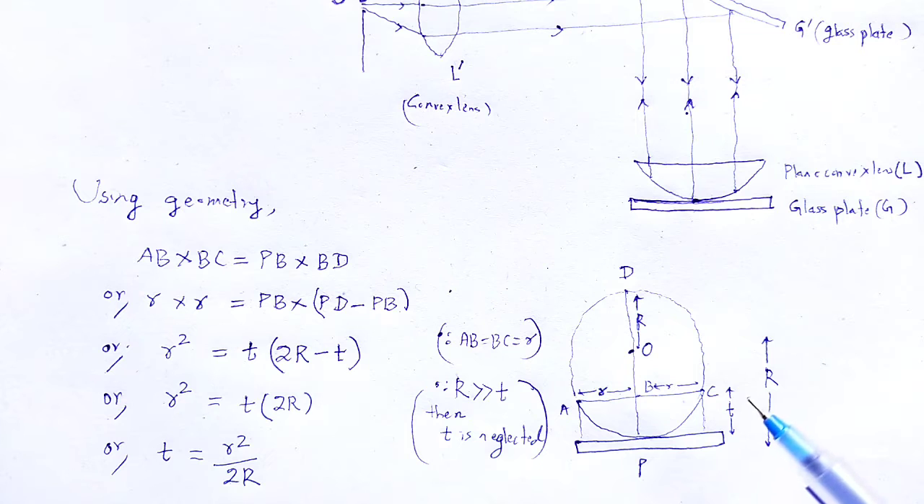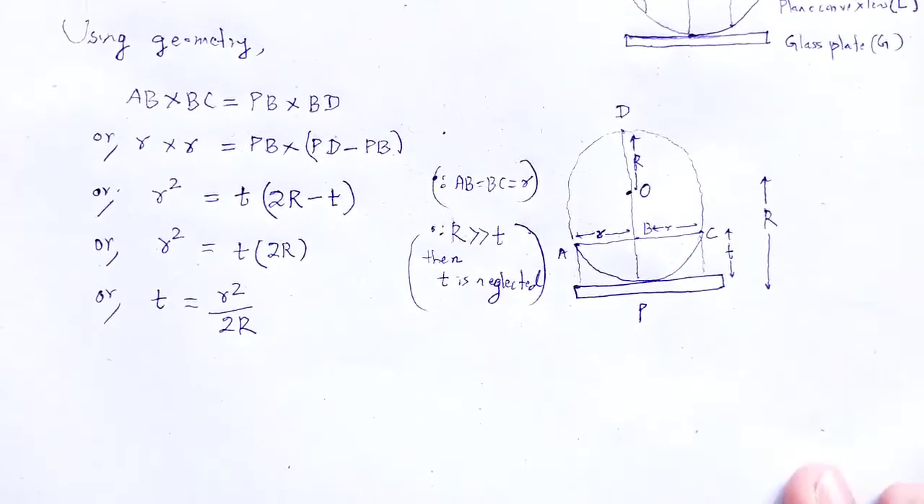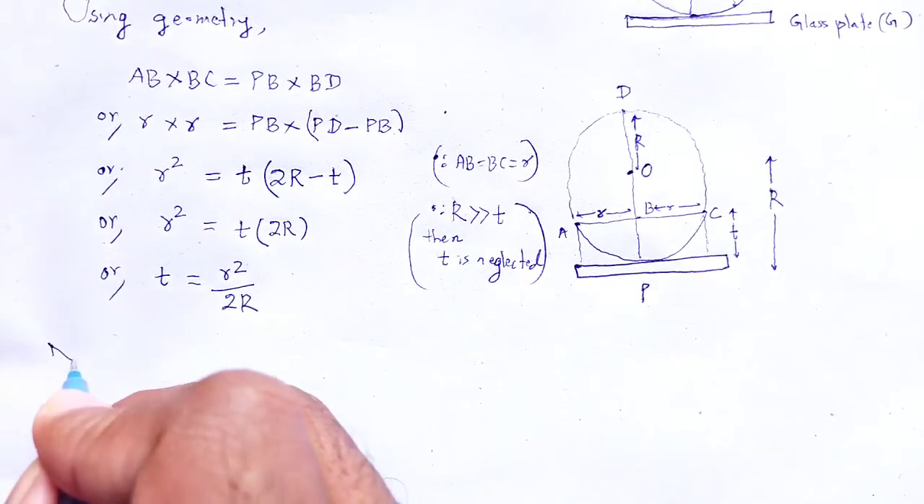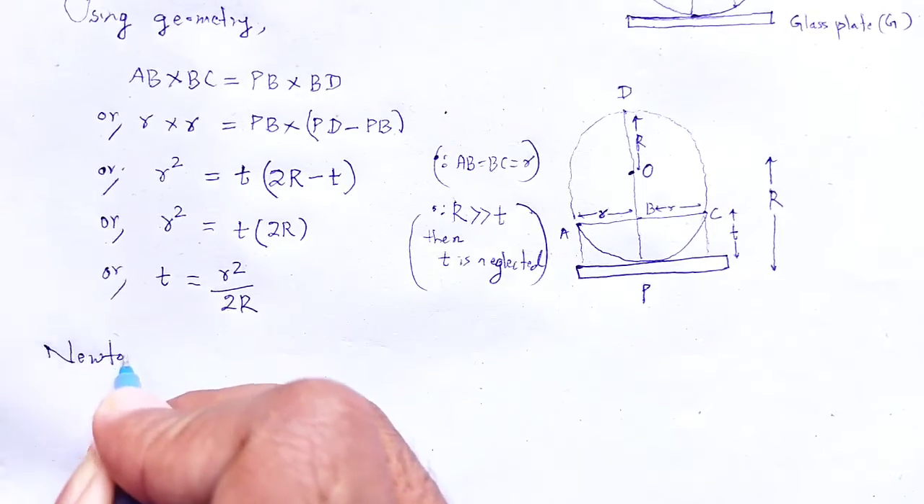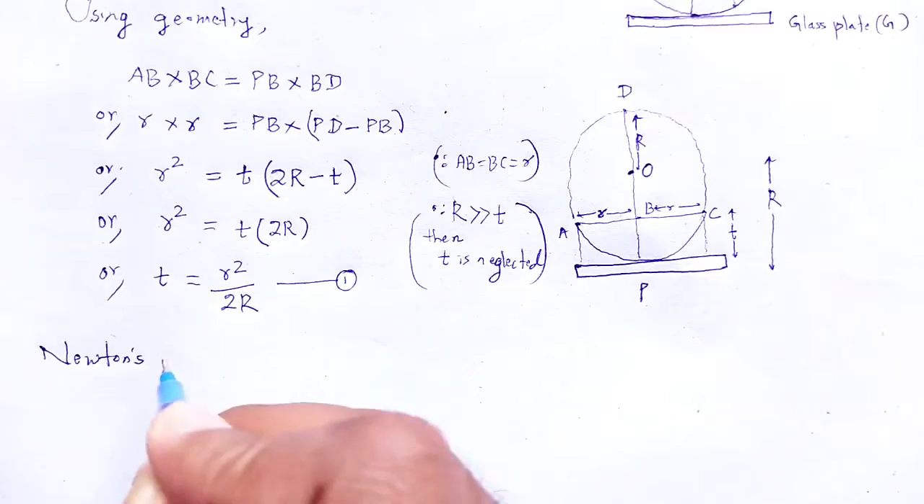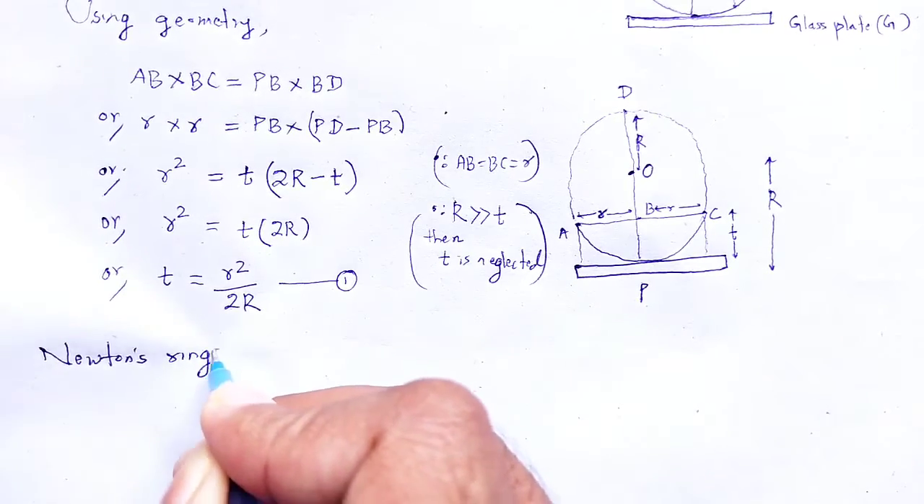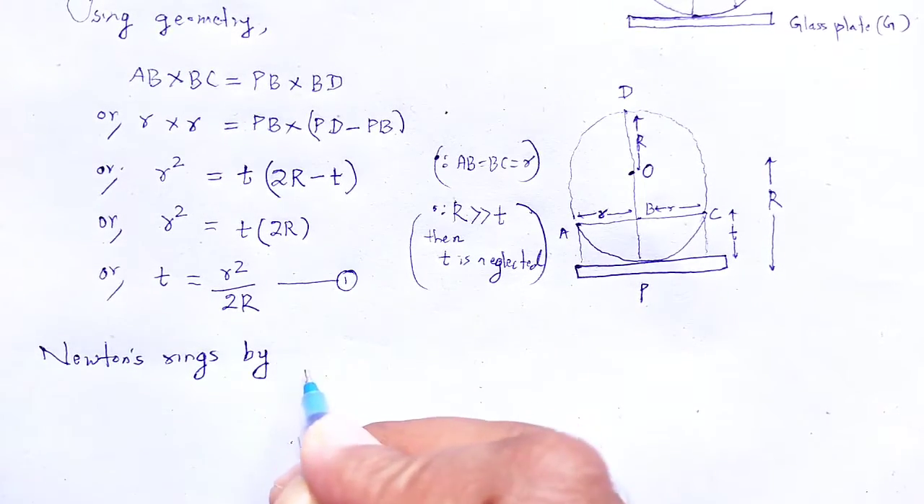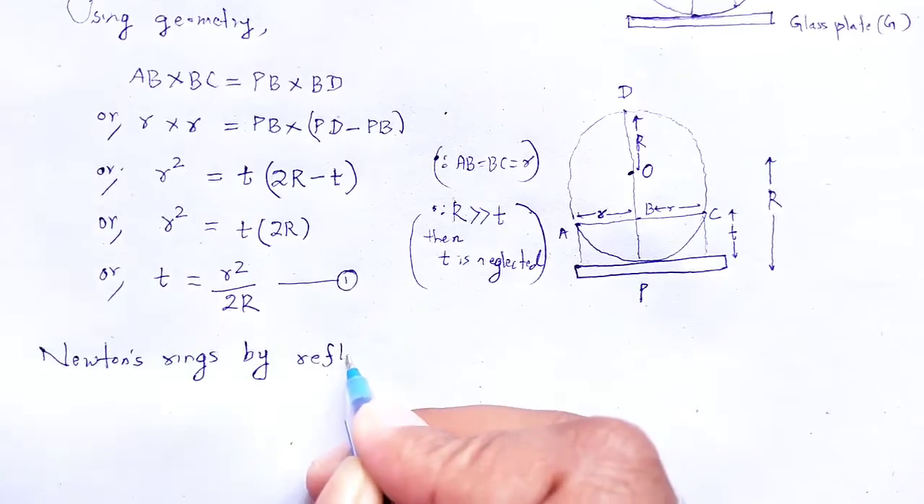Now we take the reflected light and observe the interference pattern. So, Newton's rings by reflected light, taken as equation number 1, Newton's rings by reflected light.